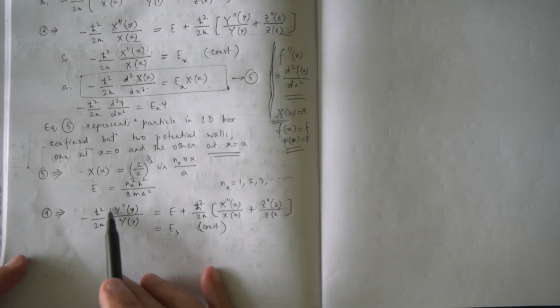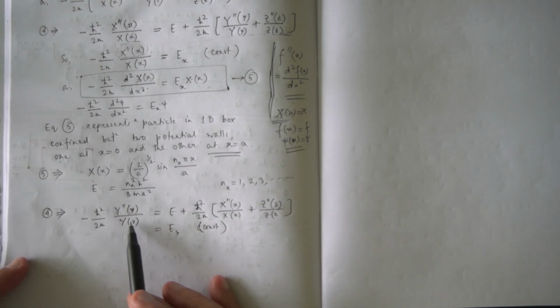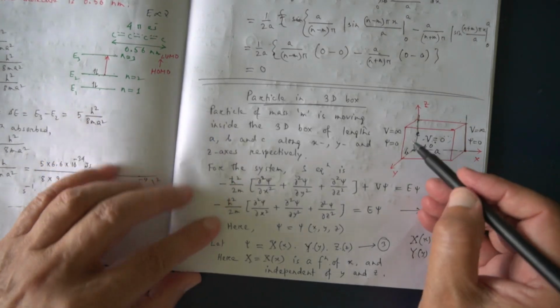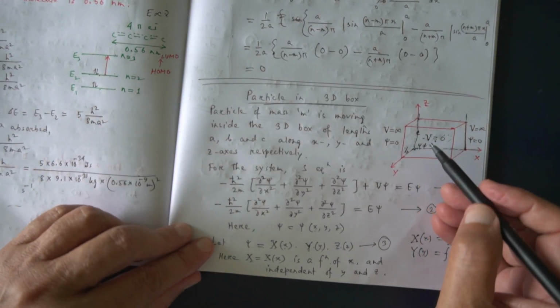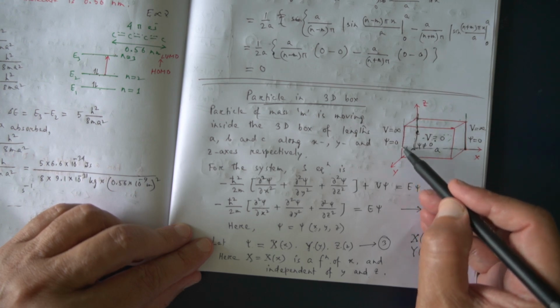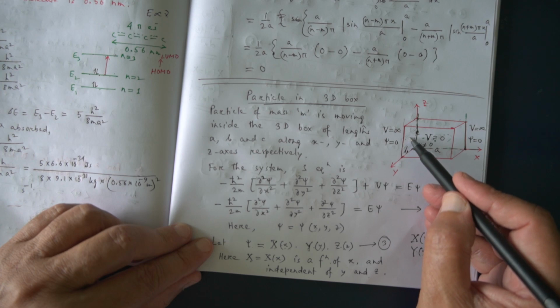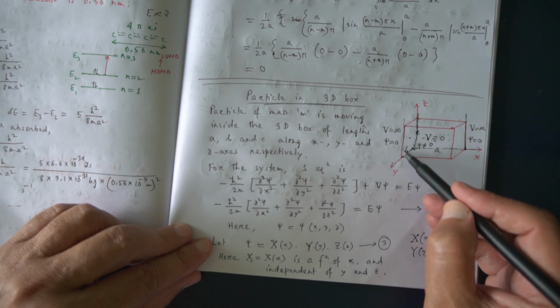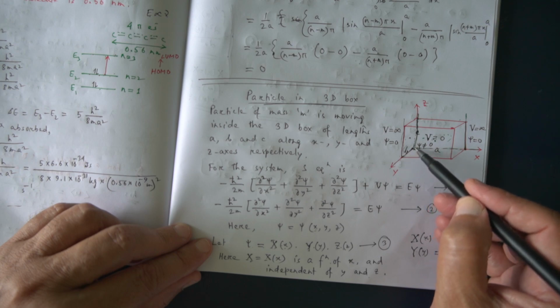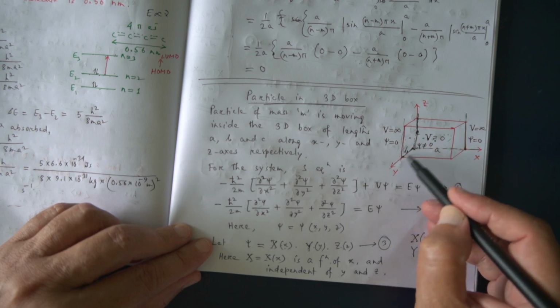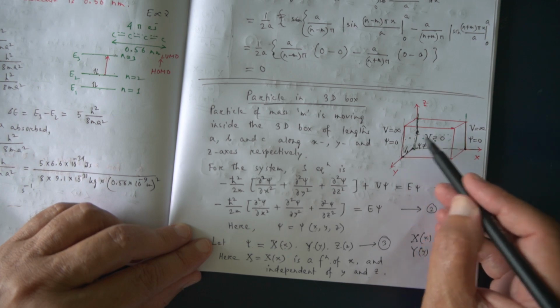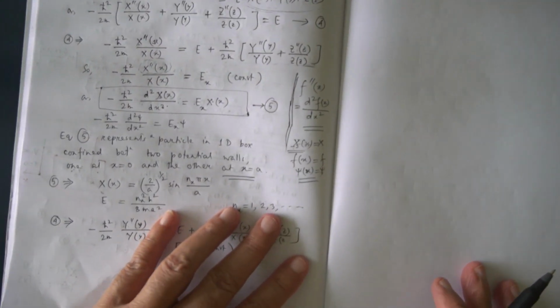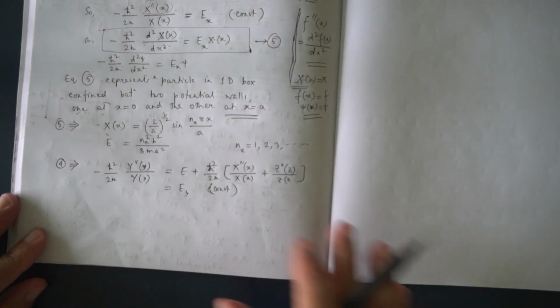So again this equation represents a particle in a one-dimensional box along y. It is confined between two walls, where potential energy is 0. On the y-axis, these are the two walls, and the length of the box is b. Y equals 0, y equals b. So again this represents a particle in a one-dimensional box along the y-axis.